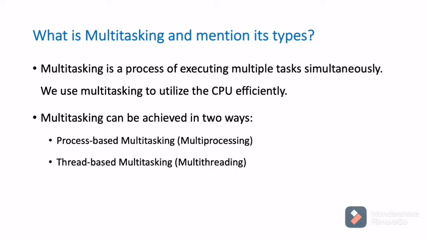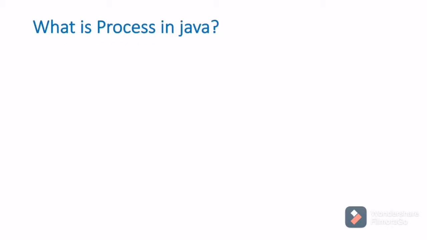Then types of multitasking, there are two types. Process-based multitasking, that is multiprocessing. Then thread-based multitasking, that is multithreading. What is process in Java? We saw about the types of multitasking. In that, multiprocessing was included. So to understand that, first we need to know what is process.